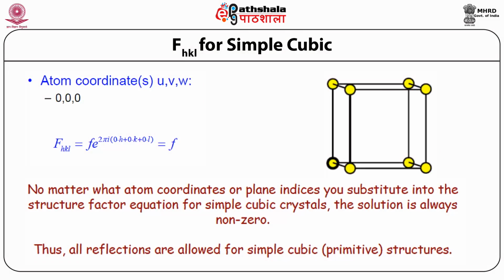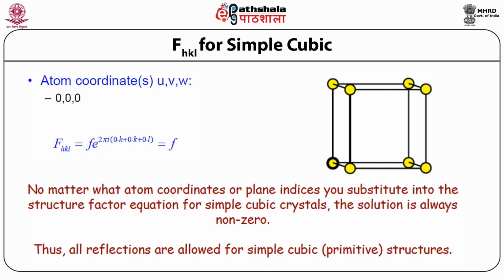FHKL of a simple cubic lattice. Here is an example in front of us. We have a simple cubic lattice, as you can see on the right-hand side, and here we have calculated its structure factor, with the atomic coordinates shown as 0 0 0. The question here is that though in the diagram you show 8 atoms at the corners, we are just talking about the coordinate of one atom. It is because if you ask how many atoms per unit cell exist in a simple cubic lattice, the answer is 1.